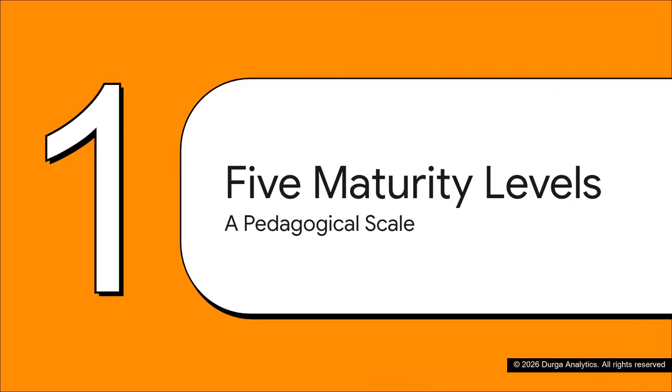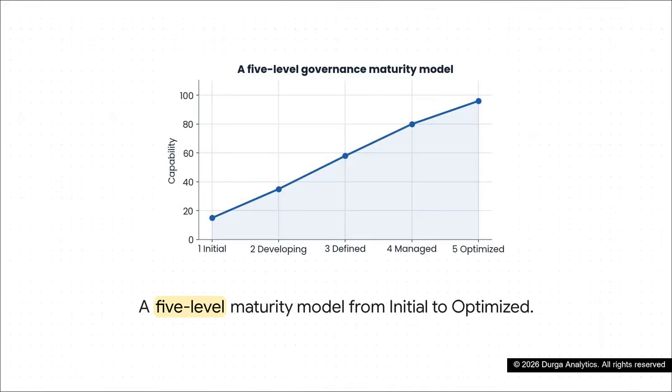All right, moving right into Part 2, the 5 maturity levels. To visualize this climb, we use a classic 5-level teaching scale. Level 1 is initial. This means things are ad hoc, chaotic, and there's absolutely no real ownership. Level 2 is developing, where a few roles and policies are just starting to emerge. Level 3 is defined, meaning your policies, roles, and standards are officially documented. Level 4 is managed, where those standards are actively measured, monitored, and enforced. And finally, Level 5 is optimized, where your processes are automated and continuously improving.